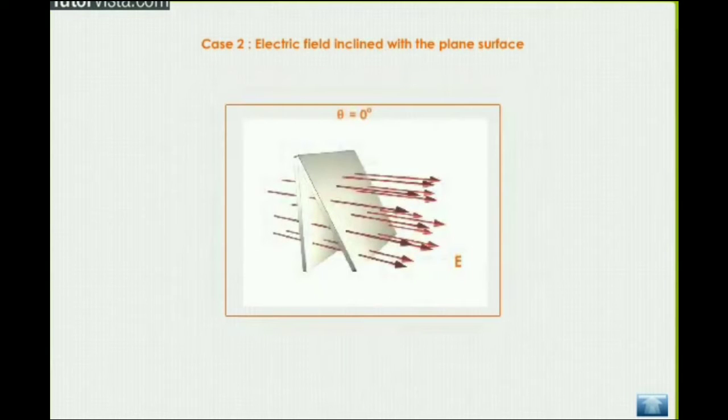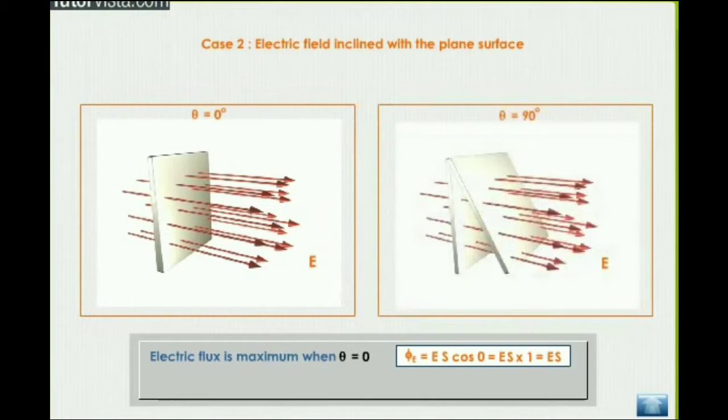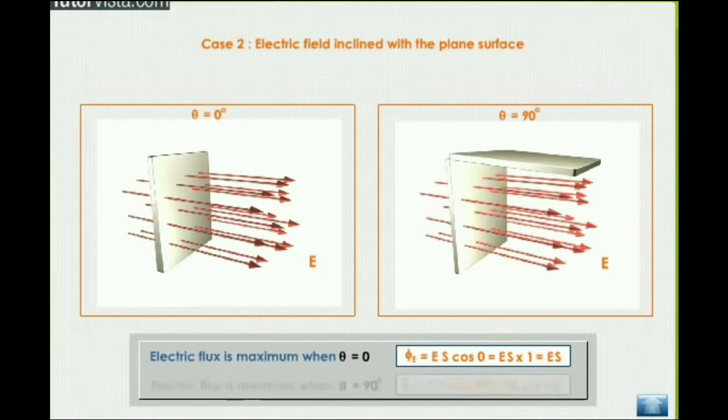So what happens if the angle between them is 0? What happens if the angle between them changes? We will see. Electric flux is maximum when theta is equal to 0. Then phi is equal to ES cos theta. Cos 0 is equal to 1, so we get the maximum. Then next one, theta value 90 degrees. Cos 90 is 0, so the flux is minimum, because cos 90 is 0. The electric flux is equal to 0.